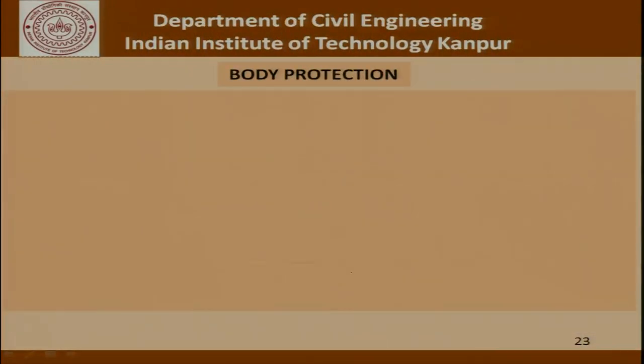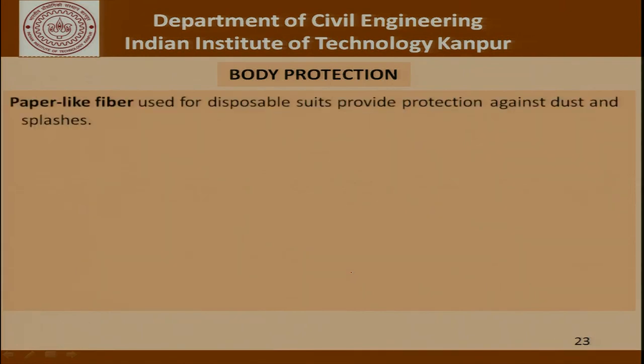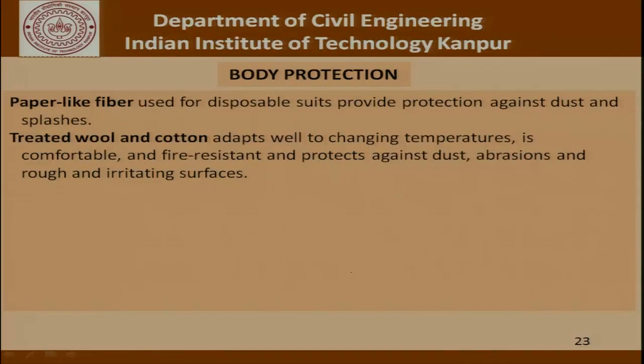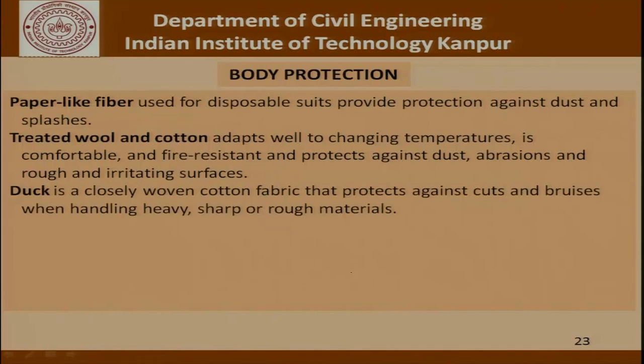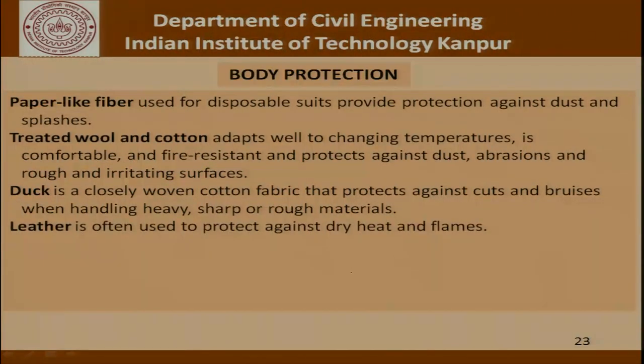Coming to some of the specific types of body protection available, it could be paper-like fiber used for disposable suits that provides protection against dust and splashes. It could be treated wool or cotton which adapts well to changing temperatures, is comfortable and fire resistant and protects against dust, abrasions and rough and irritating surfaces. It could be duck, which is a closely woven cotton fabric that protects against cuts and bruises when handling heavy, sharp or rough materials. Leather is often used to protect against dry heat and flames.